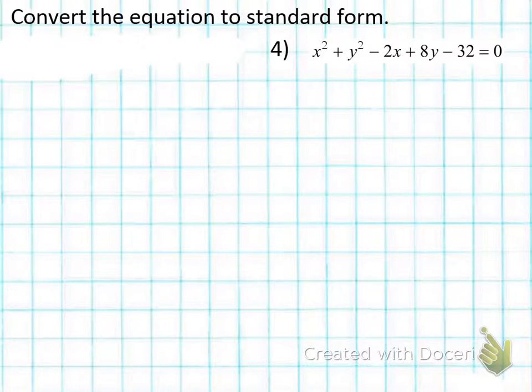Okay, for number 4, I want you guys to try this on your own or with your partner. Do the work in your notebook and then write the final standard form equation on your iPads. So you're doing the work for number 4. First thing you're going to want to do is what? Add 32. Good. Okay, so let's start there. Work on the problem on your own or ask your partner for help.